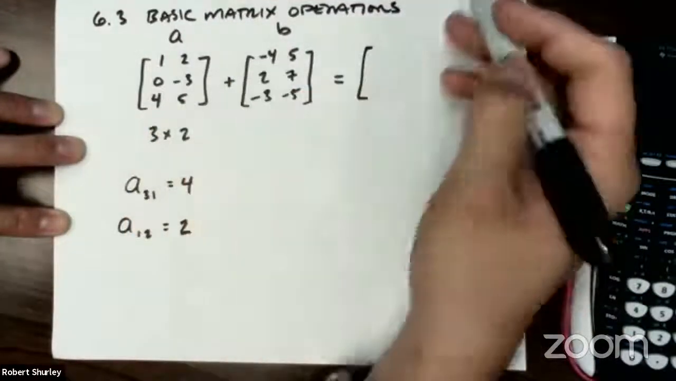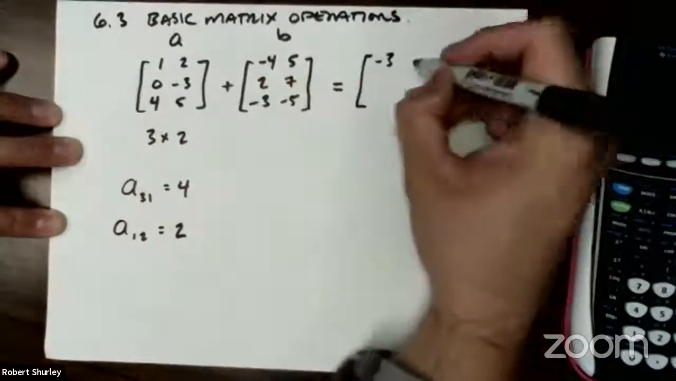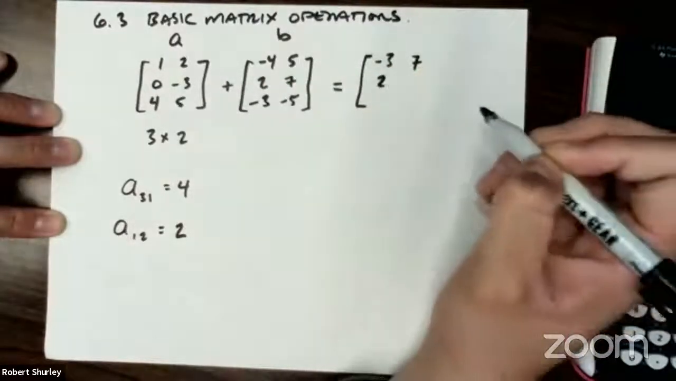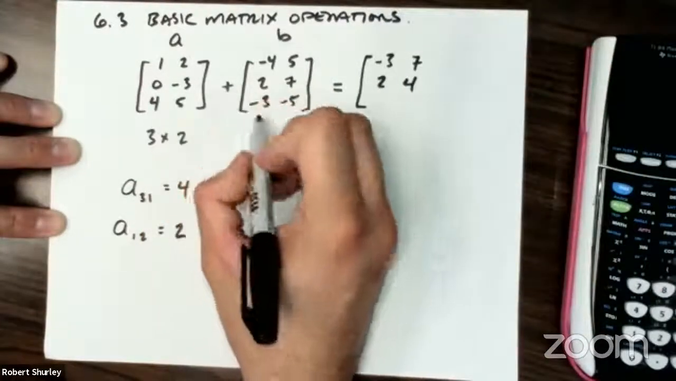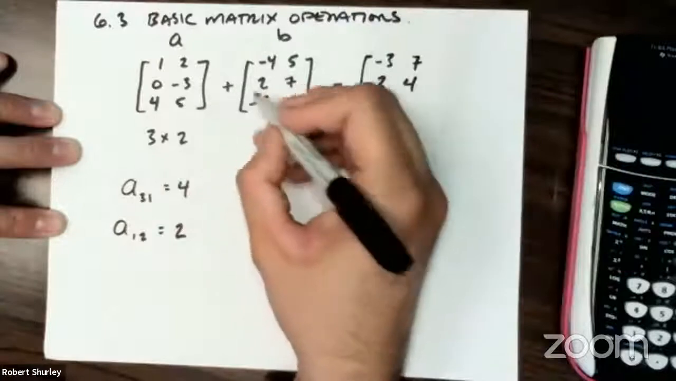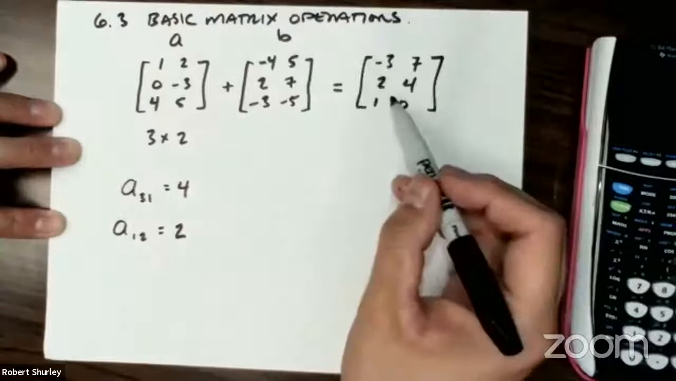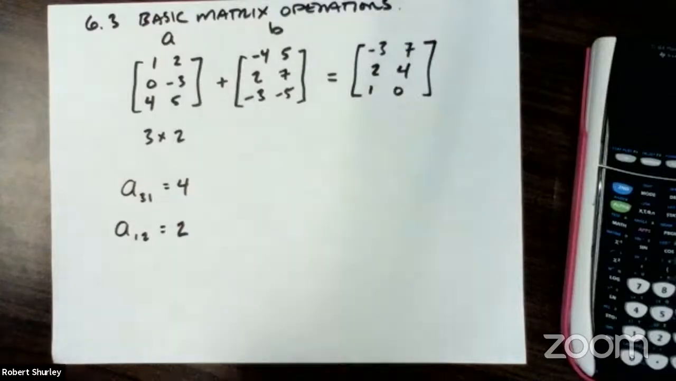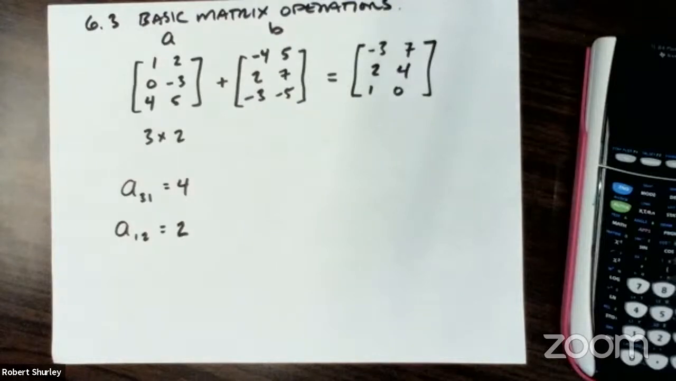So 1 plus -4, -3, okay? 2 plus 5, that's a +7. 0 plus 2, that's a +2. -3 plus 7, that's a +4. 4 plus -3, that's a 1. And then 5 plus a -5, that's a 0. Okay. And again, it creates another matrix with the same exact order because you're adding across the matrices. You're just adding the positions across the matrix.